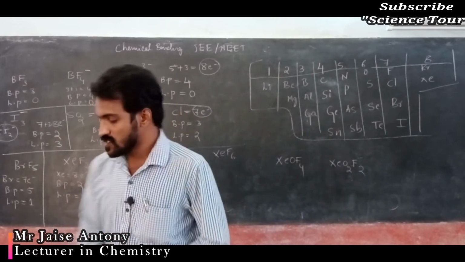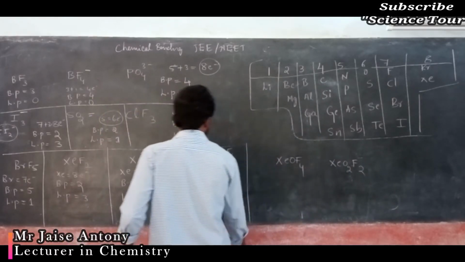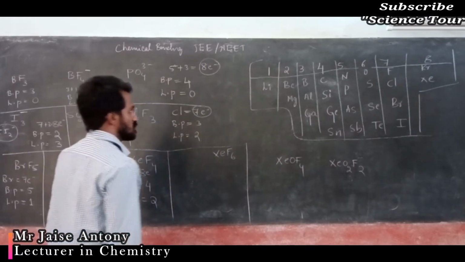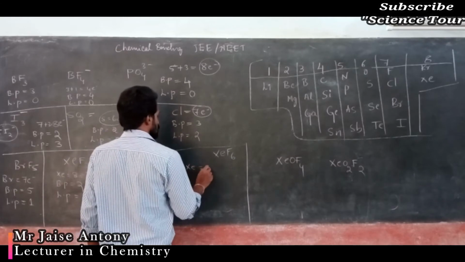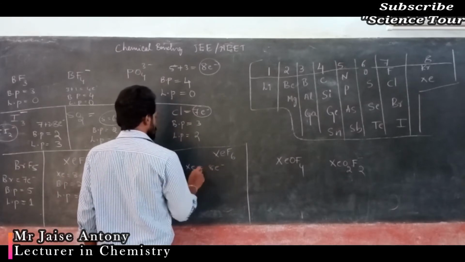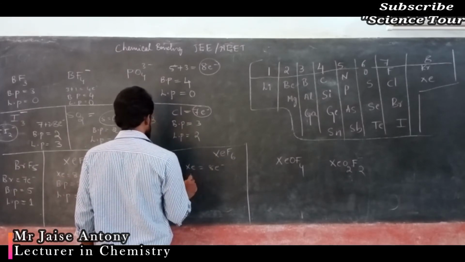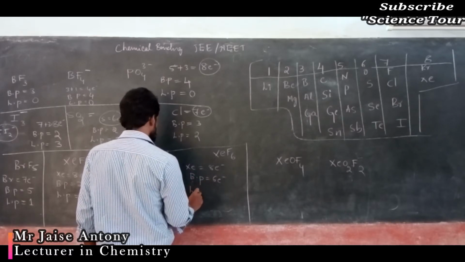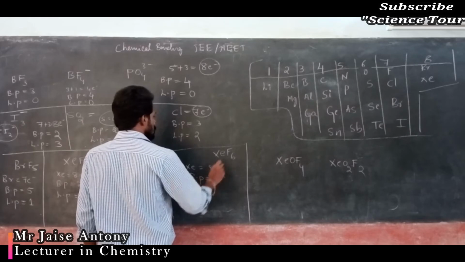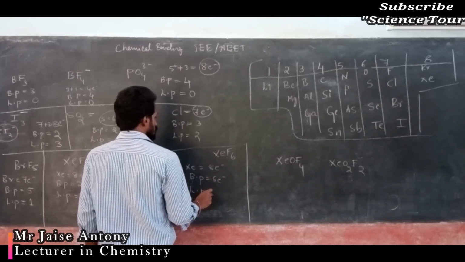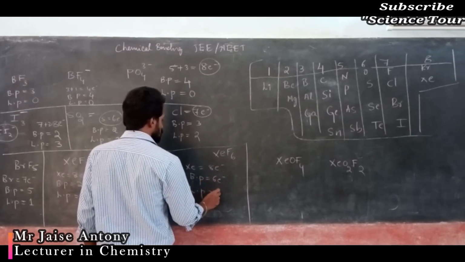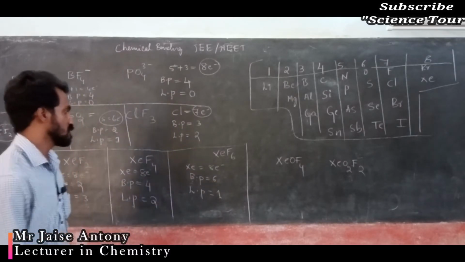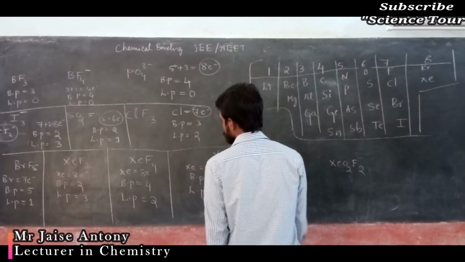My dear students, next one is xenon hexafluoride. Xenon, 8 electrons. It forms 6 bonds. That means bond pair is 6. Lone pair is 8 minus 6, 2 electrons. That means 1 pair. Not 6 electrons, 6 bond pairs. Understood?